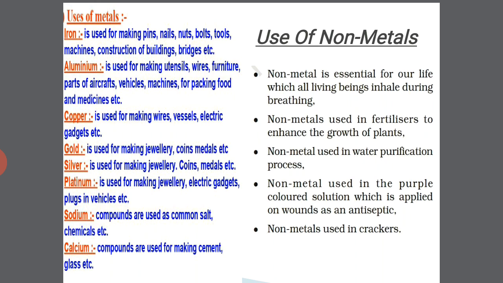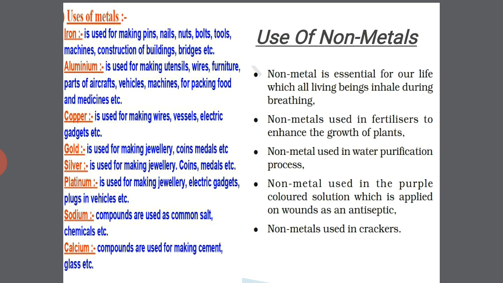Uses of metals and non-metals. You all know iron is used for making pins, nails, nuts, bolts, tools, machines, construction of buildings, bridges, etc. Aluminium is used for making utensils, wire, furniture, parts of the aircraft, vehicles, machines for packing goods and medicines, etc. Copper is used for making wire, vessels, electric gadgets, etc. Gold is used for making jewelry, coins, medals. Silver is also used for making jewelry, coins, and medals. Platinum is used for making jewelry, electric gadgets, plugs in vehicles.